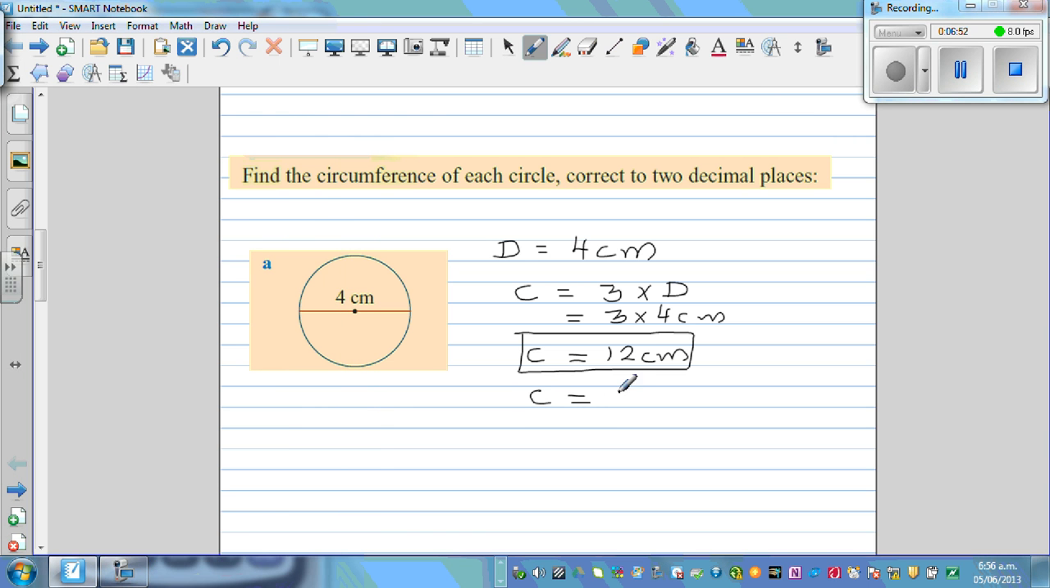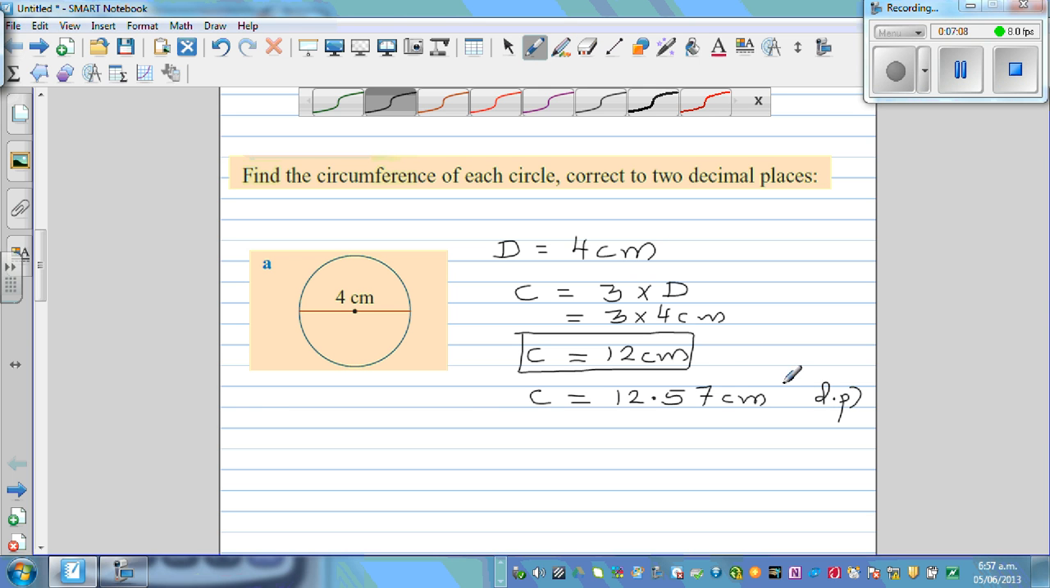So this is how you write 12.57 centimeters, and you write in the bracket 2 dp, like this. Let me write this better. So you write 2 dp. Dp stands for decimal places.